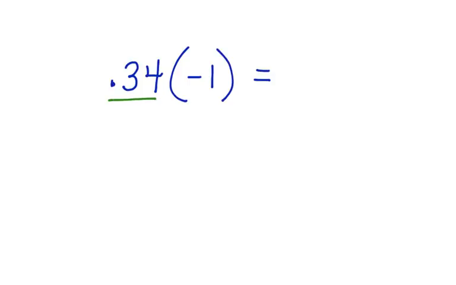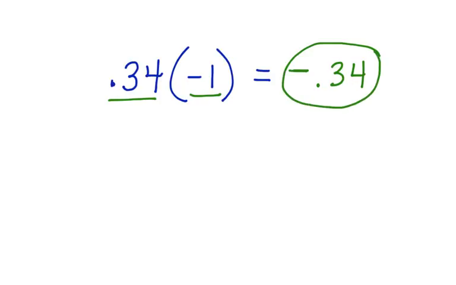Let's try another example with a decimal, because remember, decimals can also be rational numbers. Let's say we have 34/100 times a -1. 34/100 is positive, times a negative is going to give me a negative. 34/100 times 1 is a -34/100. Again, you can see that 34/100 became its opposite, -34/100.